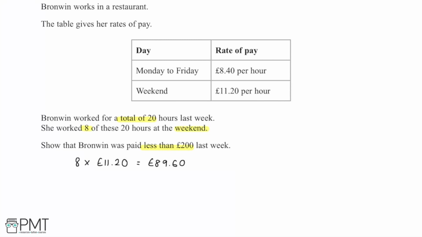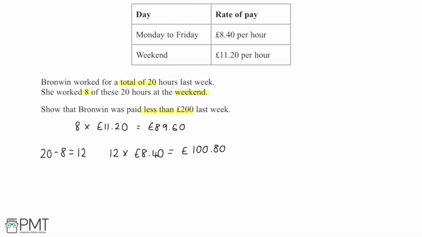And now we need to work out how much she was paid during the week. So if she worked 20 hours in total, and 8 of them were at the weekend, we know that 20 minus 8, so 12 hours must have been in the week time. So we can then take this 12, multiply it by the hourly rate for the week, which is £8.40. And that gives us an answer of £100.80.